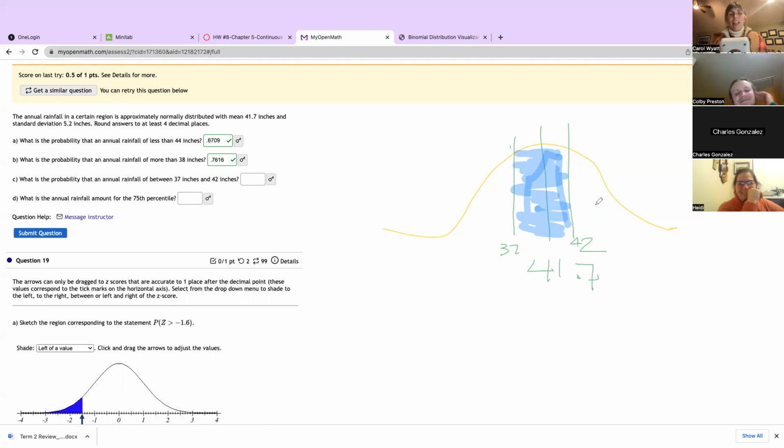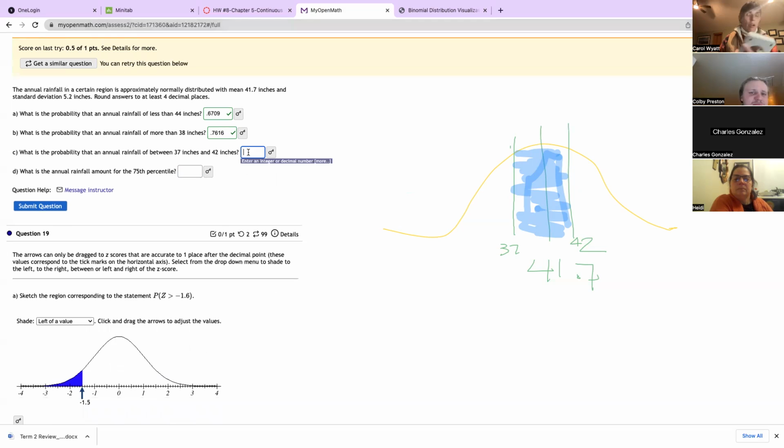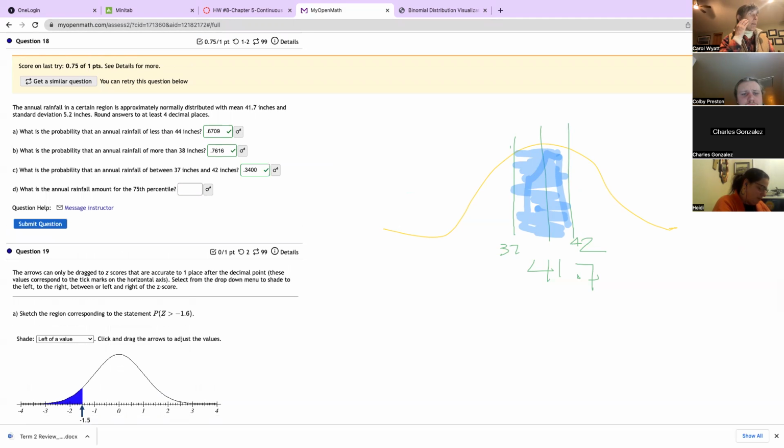Okay. All right, now we're going to go over here to distribution, normal CDF. Now I want my lower limit to be 37, my upper limit to be 42. Mean stays at 41.7, standard deviation at 5.2, hit enter. And I have 33% of the data right in there. So this is 0.33996. So 996 rounds the 9 up. So this is 0.3400.